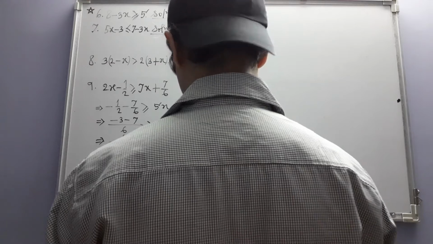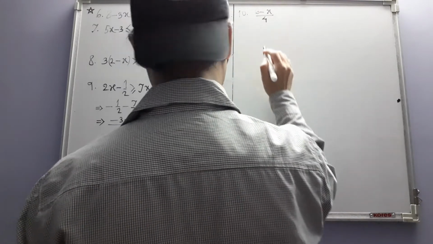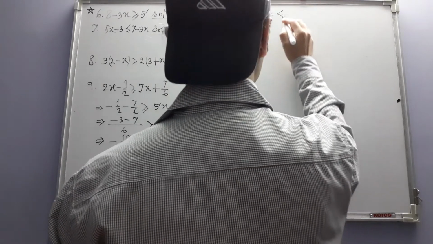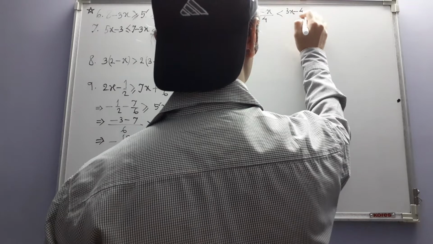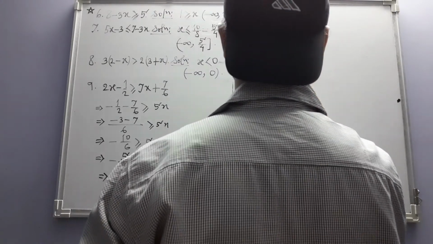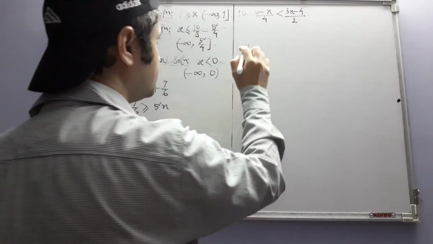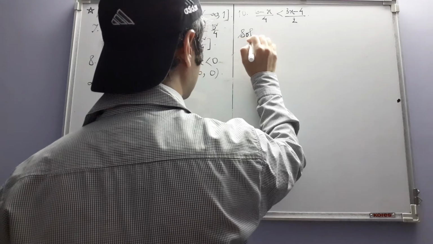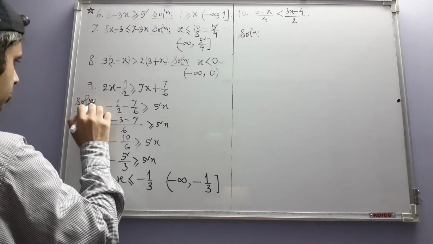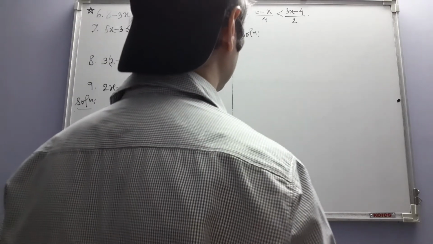For the tenth one, we have (6 minus x) divided by 4 is less than (3x minus 4) divided by 2. So the inequalities are getting more and more complicated. Oh, here I didn't write the solution. You can start from here.